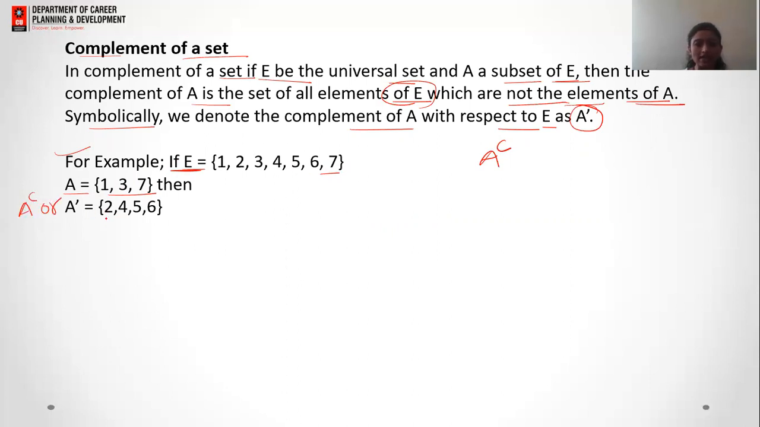For the complement of the set A, we need to write all the elements of the universal set E which are not the elements of A, that is 1, 3, 7. These are the elements of set A also, so we need to skip these elements and write the elements which are not in set A. So we are left with 2, 4, 5, and 6. These 4 elements, 2, 4, 5, 6, are not in set A. So this will be the complement of the given set A.